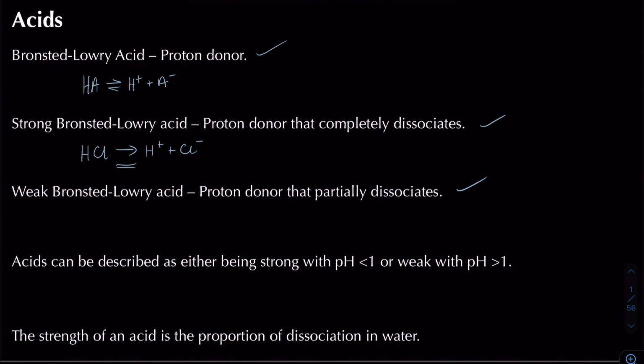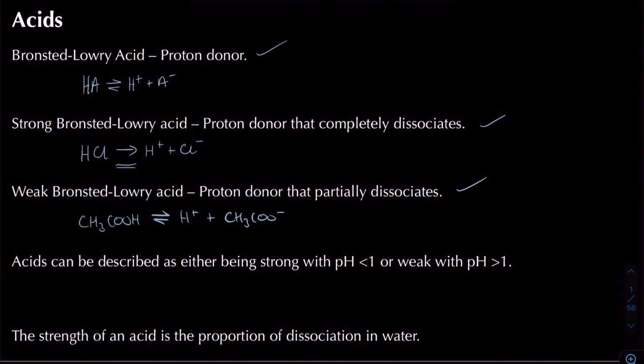And so if I were to look at an example of ethanoic acid, which is CH3COOH, I'm going to show the partial dissociation by showing an equilibrium arrow over here. I've got a reversible dissociation, and so I end up with H plus, and then I end up with CH3COO minus itself as well. And so there you can see I've got a weak Bronsted-Lowry acid. The equilibrium is going to lie far towards the left.